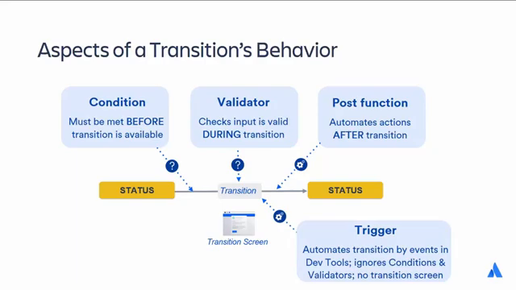A trigger transitions a Jira issue when certain events occur in a connected development tool, such as Atlassian's Bitbucket. It automates the transition, ignoring conditions and validators, and just executes the post functions. You can also add a transition screen to gather required data. We'll look at all these elements in much more depth.